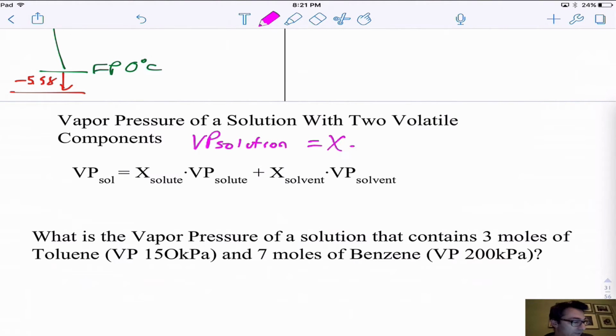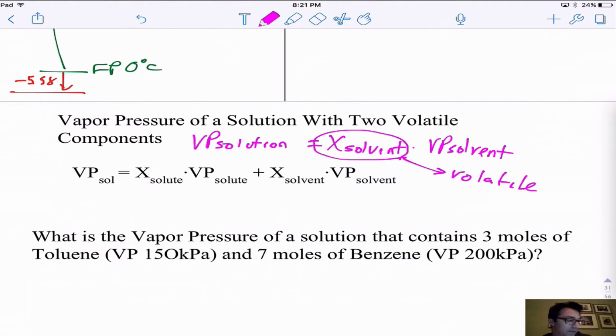was equal to the mole fraction of the solvent times the vapor pressure of the solvent. And what this was assuming was that the solvent was the part that was volatile. We didn't worry about the solute being volatile. And what volatile means is that it evaporates. We also use volatile as a vocabulary word to mean not stable, but in this case it means easily able to evaporate. And that could relate to stability of the intermolecular forces.